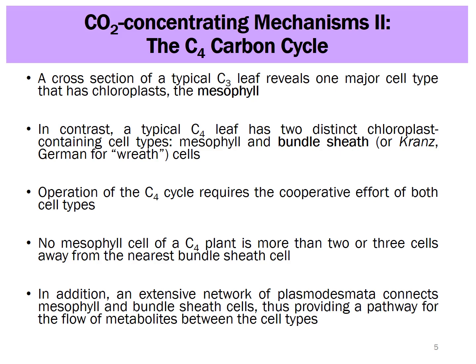In all cases, however, the operation of the C4 cycle requires the cooperative effort of both cell types, the mesophyll and the bundle sheath. No mesophyll cell of a C4 plant is more than 2 or 3 cells away from the nearest bundle sheath cell. In addition, an extensive network of plasmodesmata connects mesophyll and bundle sheath cells, thus providing a pathway for the flow of metabolites between the cell types.